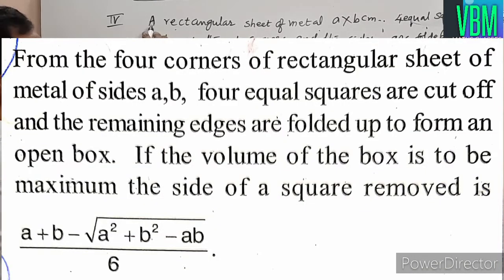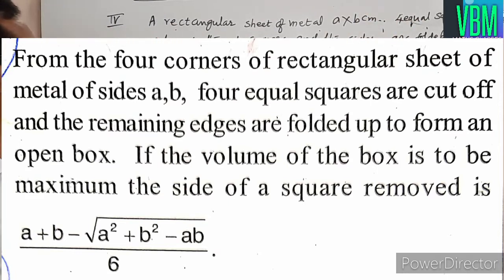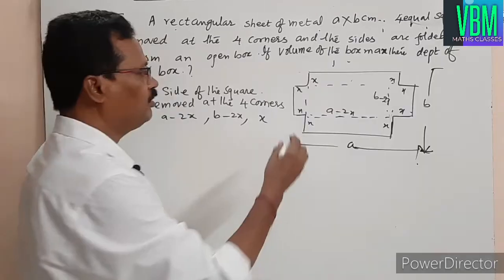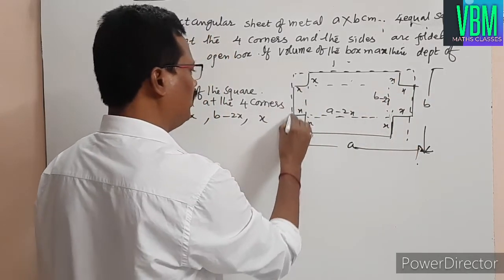Now see this: a rectangular sheet of metal A by B centimeters, 4 equal squares removed at 4 corners, and then sides are folded to form an open box. If the volume of the box is maximum, then what is the depth of the box? So this is a metal sheet here. Up to this one we have taken.